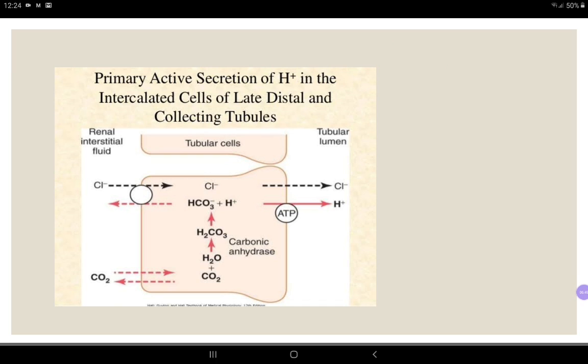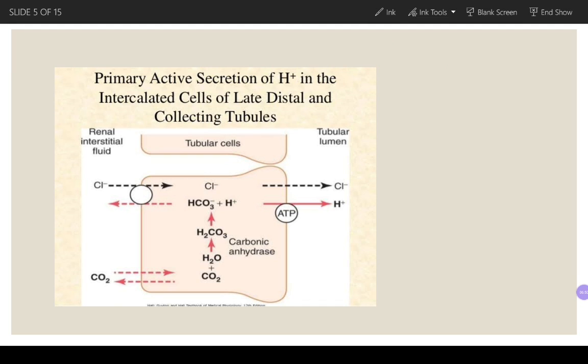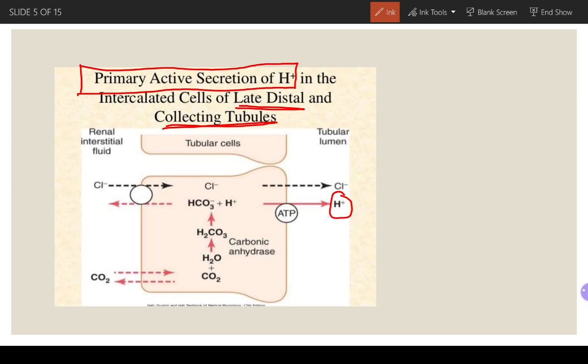Okay, so now talking about the process in the regulation that takes place at the late distal and the collecting tubules. So here the main mechanism is primary active secretion of H plus into the tubular lumen. So in the PCT, what we saw was there was reabsorption of HCO3 minus ions. Here there is active secretion of the H plus ions, which gives you the same result.